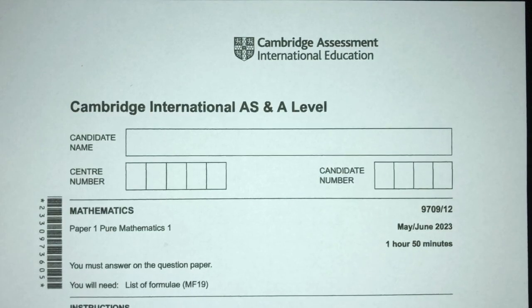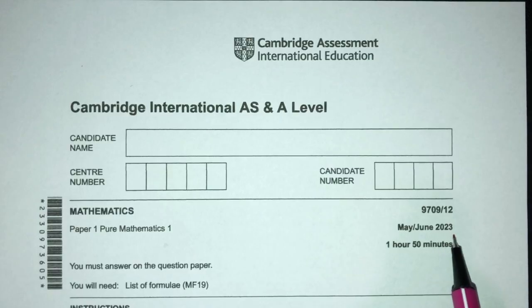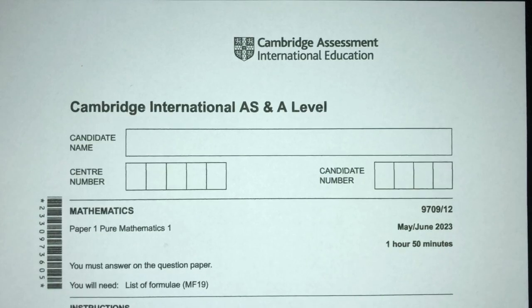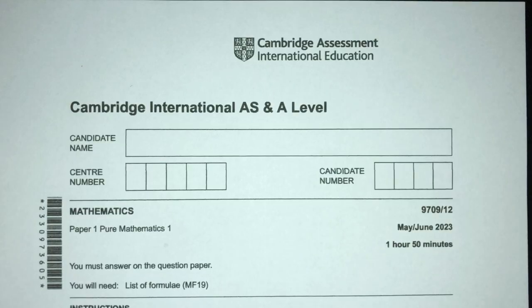This one is paper 1-2 of May-June 2023. You heard right. This is the latest paper as of right now. It was sent to me by one of the students. But we don't have the marking schemes yet. But not a big deal. No worries. We will try to solve them together, step by step, as we go through this video. Without further ado, let's move on to the questions that we have today.